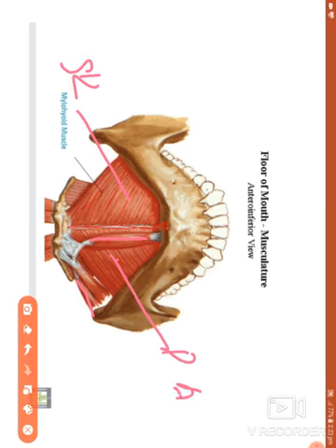Above, it is bounded by the body of the mandible. Anteriorly, there is the anterior belly of digastric. Inferiorly, there is the posterior belly of digastric. So this is the digastric triangle. Here we'll find the submandibular salivary gland, and here the sublingual salivary gland. These are paired salivary glands.